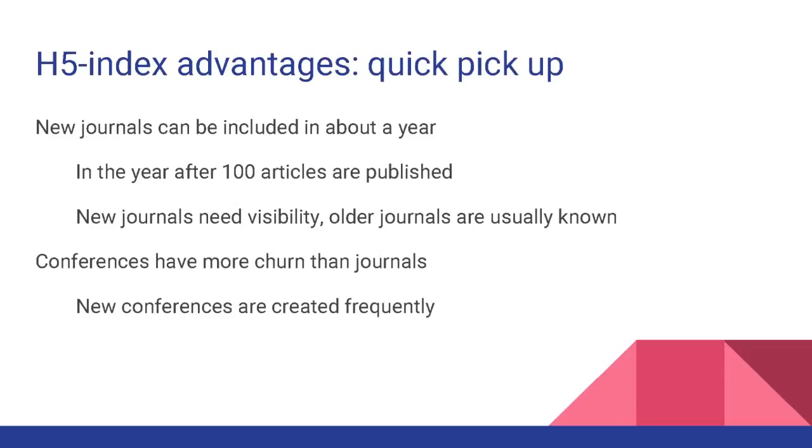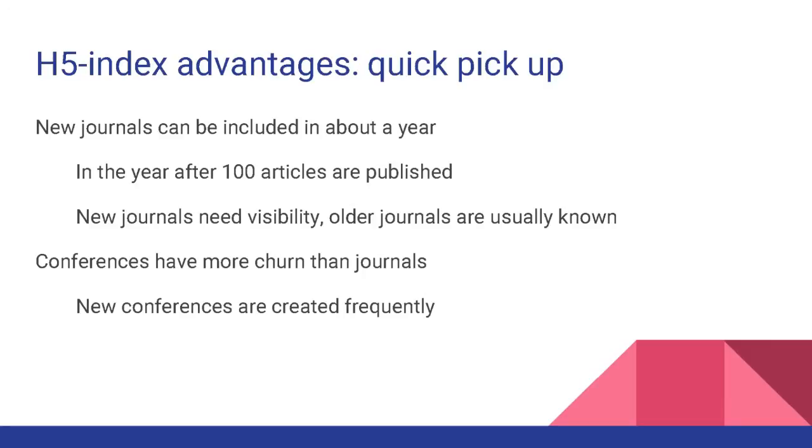H-Index allows a quick pickup. The new journals have often been included in about a year after they have started. If you recall, the inclusion criteria requires that the serial include 100 articles, which isn't a large number as long as the journal is able to get a reasonable number of articles. And these are the journals that need more visibility. Well-established journals, everybody knows about. Nobody needs to be told by a metric that the dominant journal in their field is a good one to publish in. Everybody knows those. The utility of metrics is for journals that are not familiar.